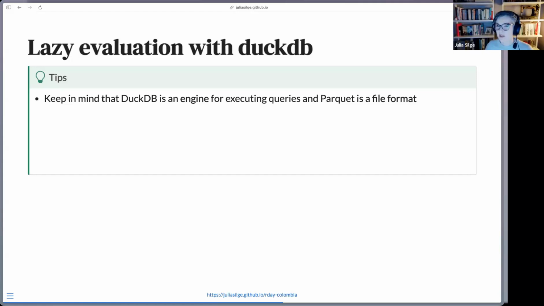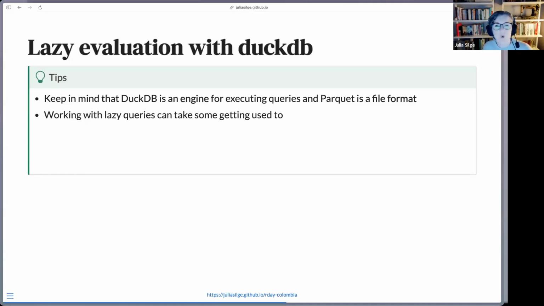It turns out these two things work really well together. DuckDB and Parquet are a match made in heaven. They work really, really well together, which is why I'm talking about them together here today. But it's helpful to understand what these things are and how they are different from each other.